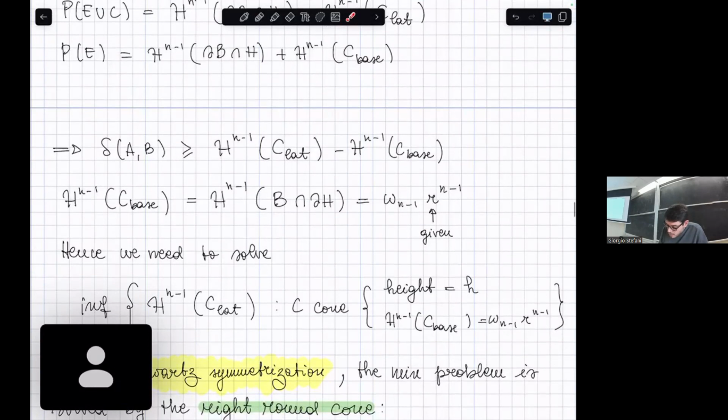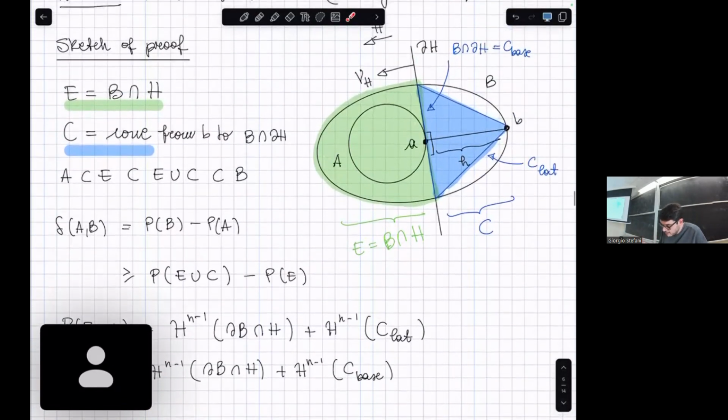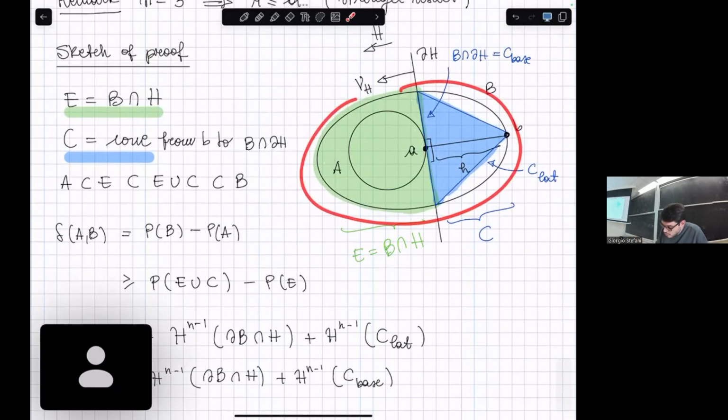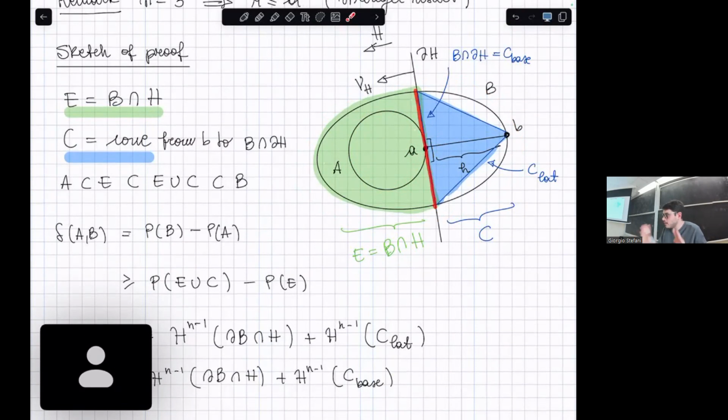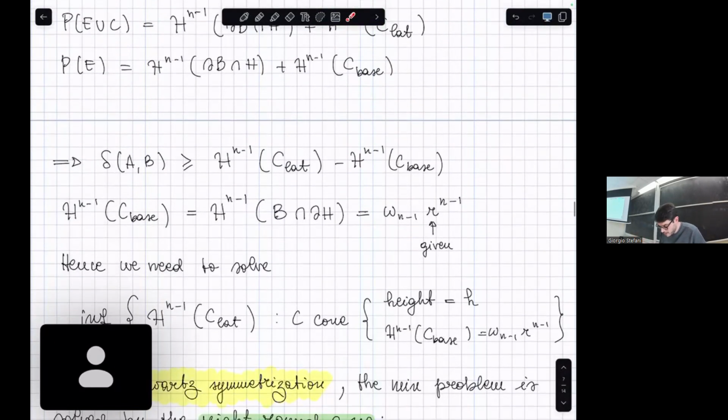Now, the base of the cone is somewhat assigned because I am given the set B, so I am given this particular slice because I am also given A. So I have somehow fixed the position of this point here. So this slice will be given. So the area of this slice will be given. So this number here is given, and we will call it in this way. This is the definition of R.